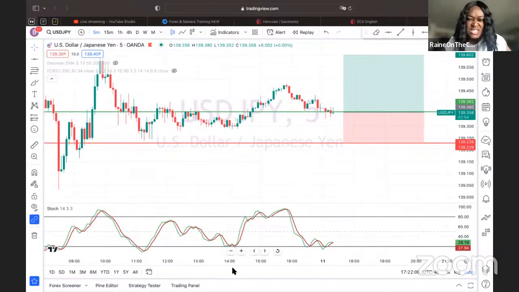Can we access this feature of calculating in TradingView? Yes, you absolutely have access to these tools in the free version.